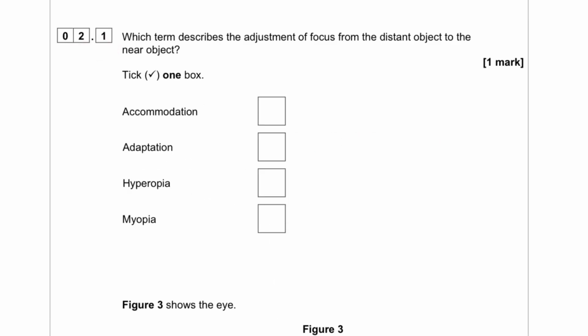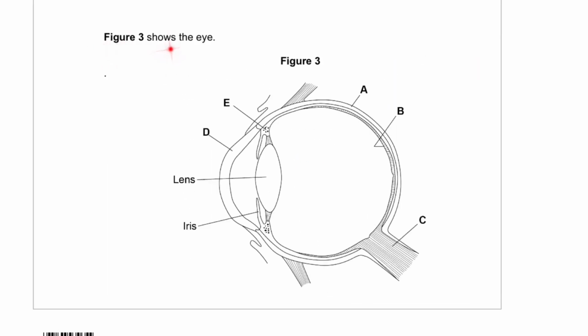Question 2.1. Which term describes the adjustment of focus from the distant object to the near object? That term is accommodation. Figure 3 shows the eye.